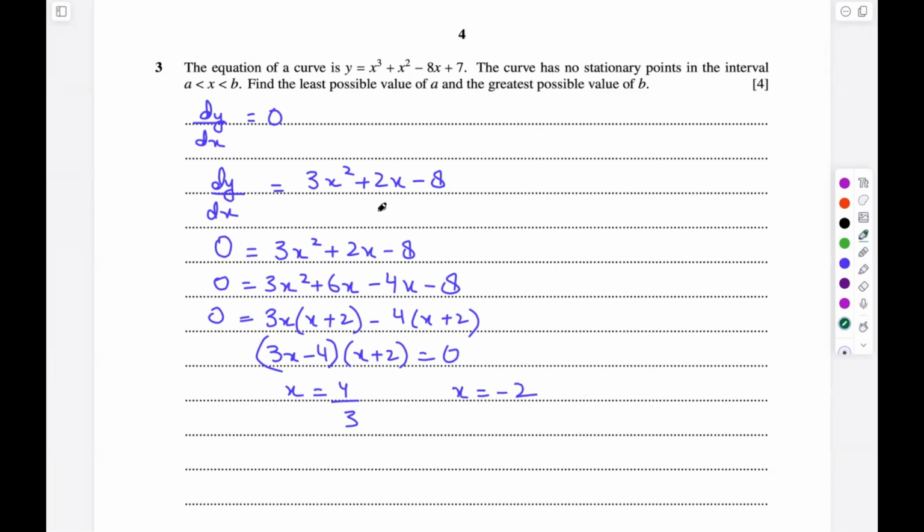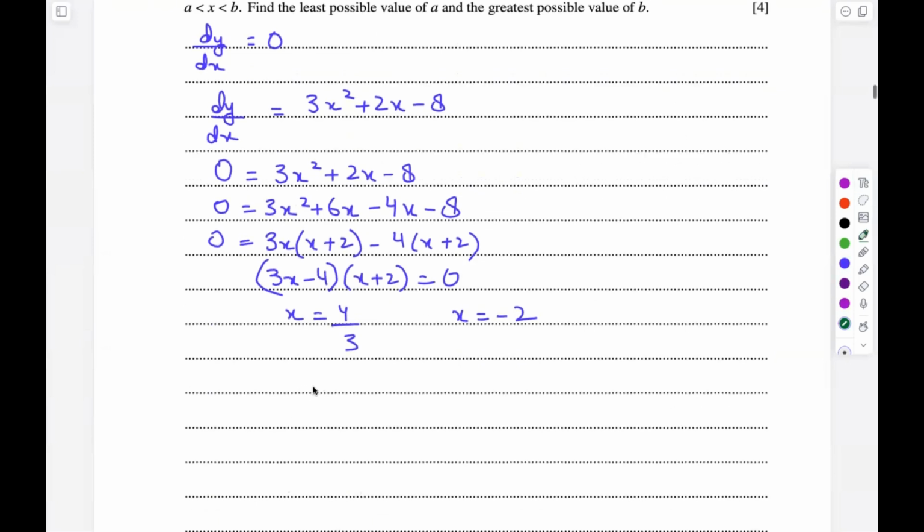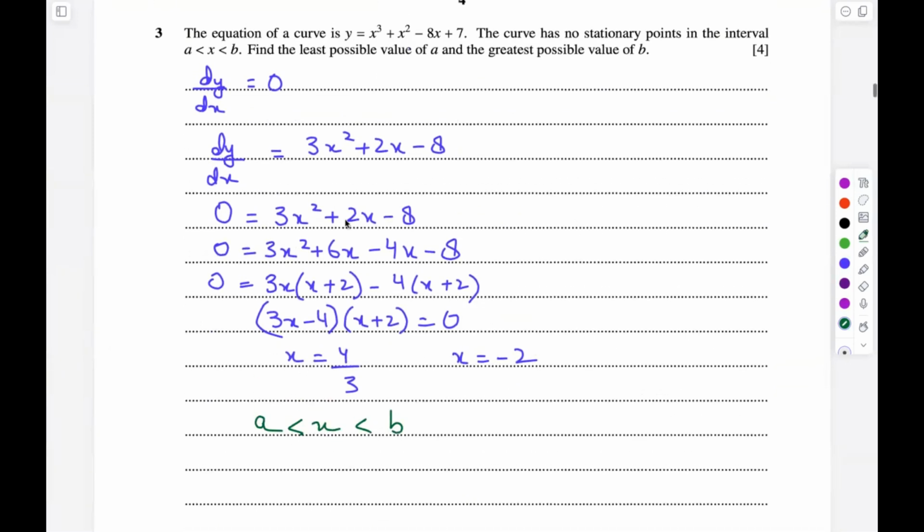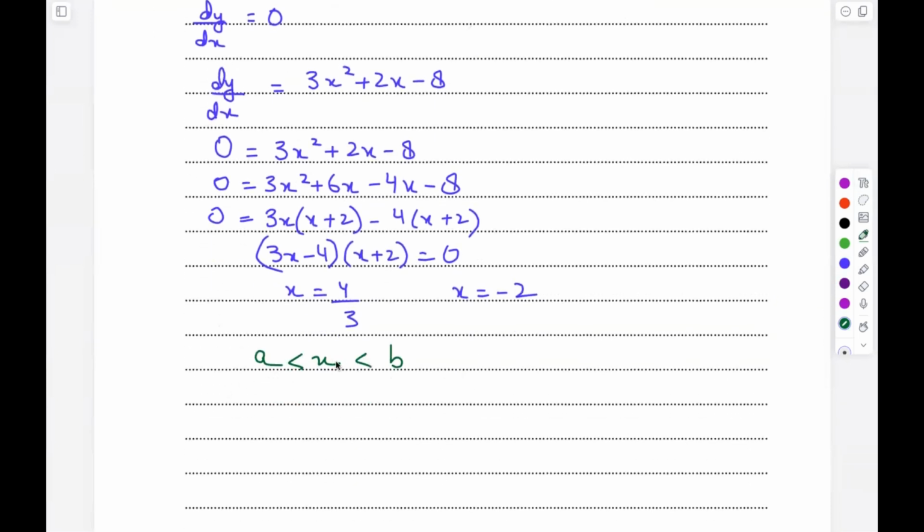Now, in the question, it says there are no stationary points in the interval x greater than a and less than b. Now, we know that the stationary points will be at x equals minus 2 and x equals 4 upon 3. So as x has to be greater than a and less than b, the least possible value of a will be minus 2, as x has to be greater than the smaller value. So the value of a will be equal to minus 2. And the highest value will be x equals 4 upon 3. So b will be equal to 4 upon 3.